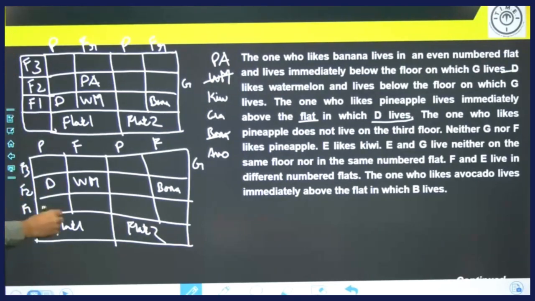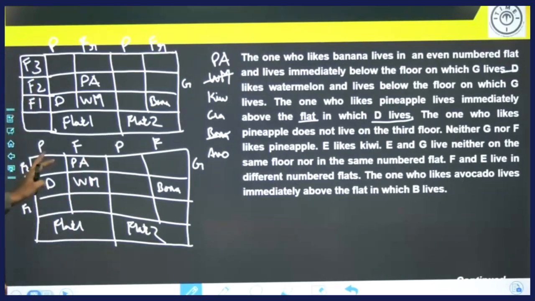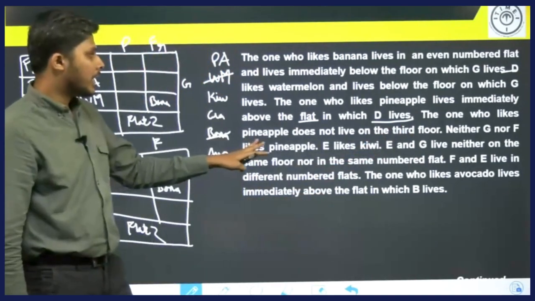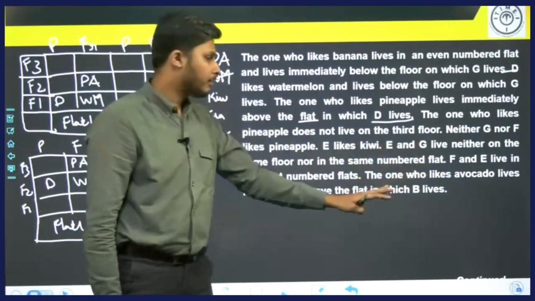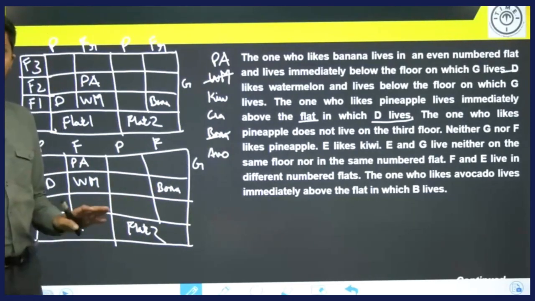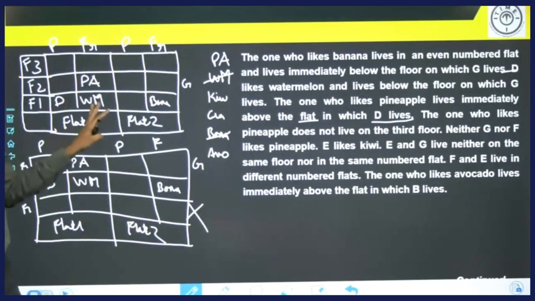In case 2, the person who likes pineapple lives on floor 3 and in flat 1. Further, the one who likes pineapple does not live on the 3rd floor, which means that case 2 is eliminated, as the person who likes pineapple lives on floor 3. This case is eliminated. So the only case 1 is left.